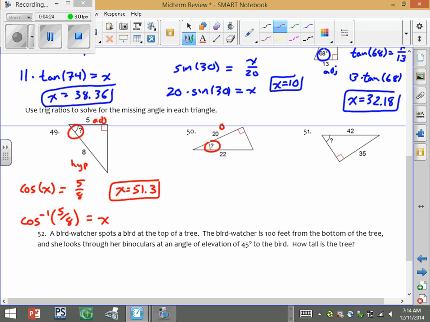Circle here, 20 is adjacent. It's a little different look at it, but 22 is the hypotenuse. So here we go with A and H again, which means we have cosine of x equals 20 over 22. X is in the parentheses, so we need to do second cosine, or cosine inverse, of 20 over 22, which means x equals 24.6.